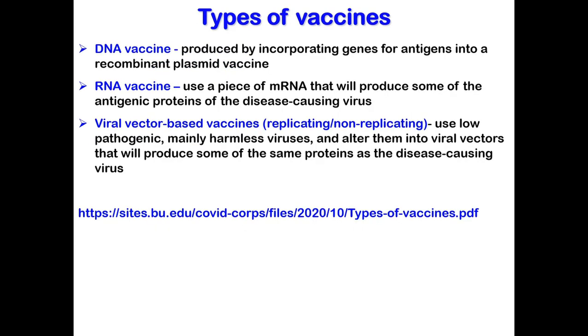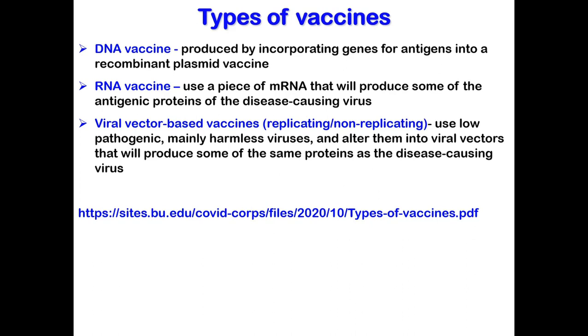So this slide shows the newer types of vaccines that are becoming available. So these are nucleic acid vaccines. First of all, we have DNA vaccines, and we're going to cover these in a bit more detail later on. But basically, these are produced by incorporating genes for antigens into a recombinant plasmid vaccine. And then you have RNA vaccines, and these use a piece of mRNA, which will produce some of the antigenic proteins of the disease-causing virus.